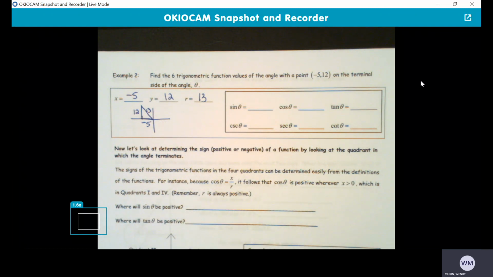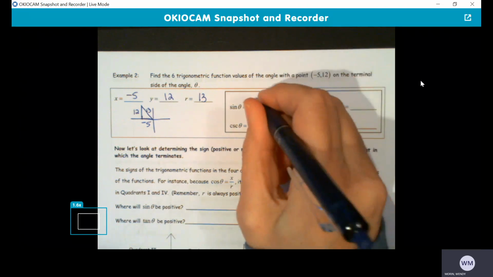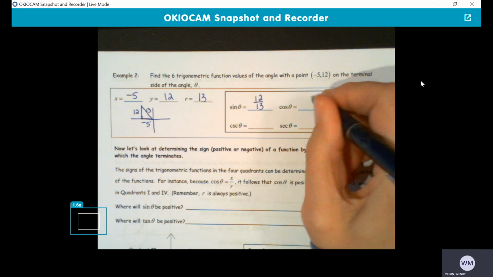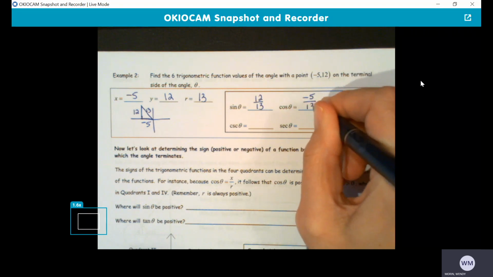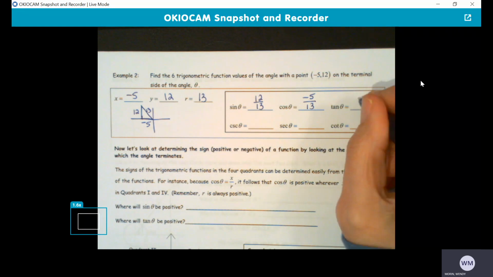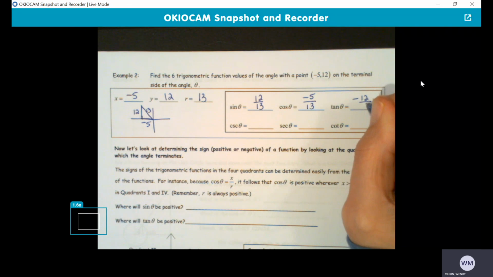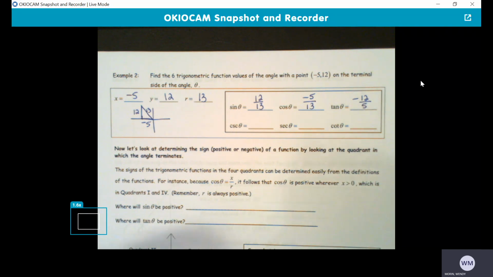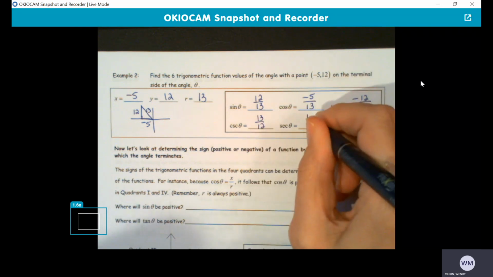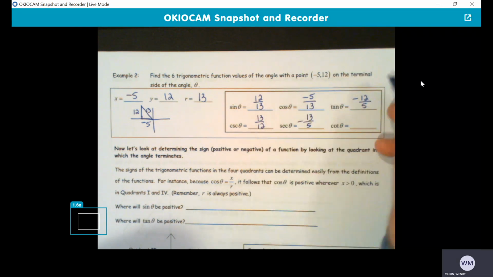Okay, so sine is y over r, 12 over 13. Cosine is x over r. And tangent is y over x. And the negative can go on the top, on the side, on the bottom, one or the other. So we have 12 over 13, -5 over 13, -12 over 5.